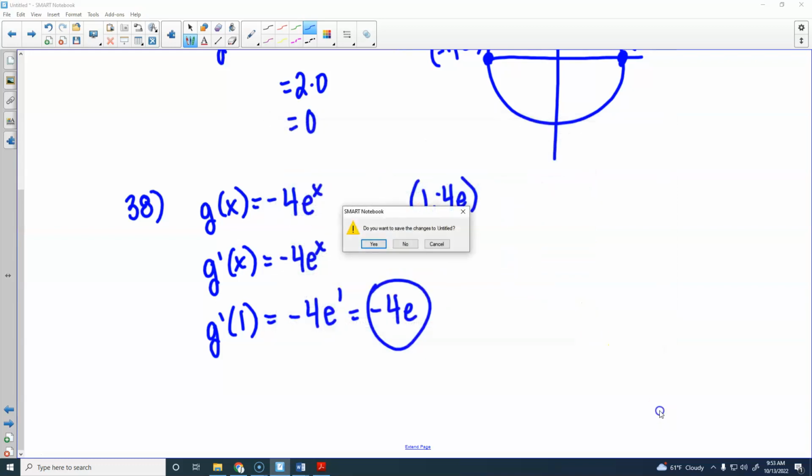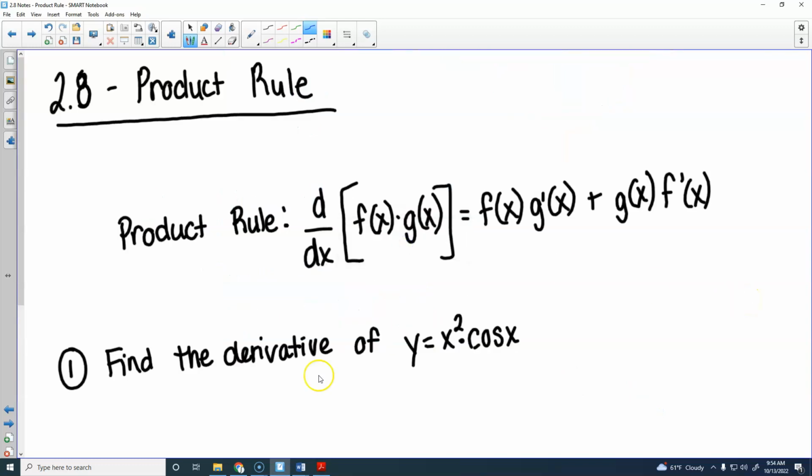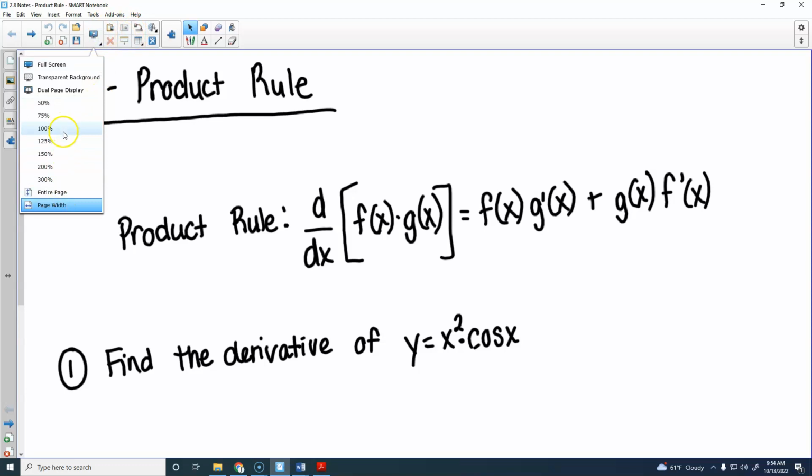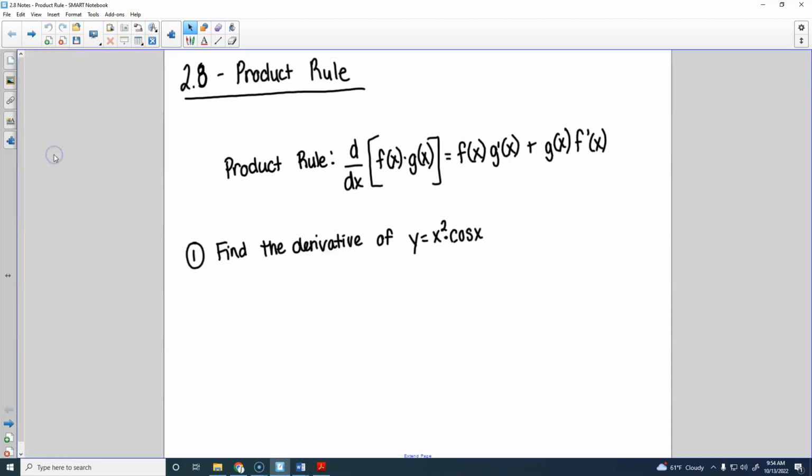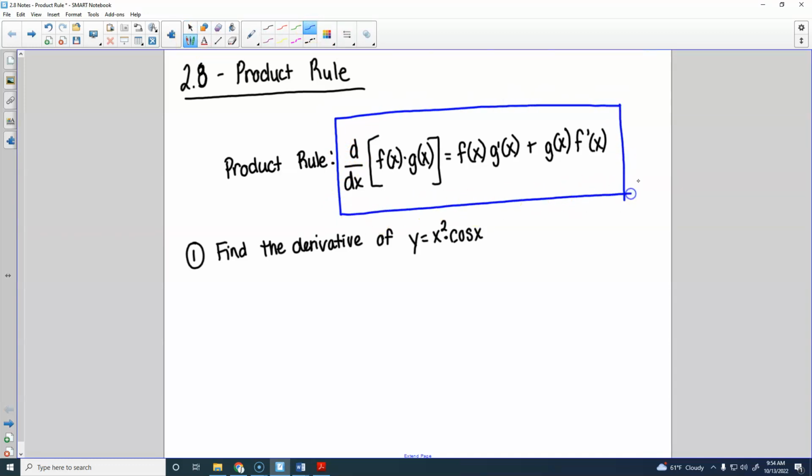But I do want us to take our last 7 minutes and get an introduction to what's going to happen here. All right, so we are going to use today what is called the product rule. Okay? And so what you have here is another thing that we need to memorize. I need to make you guys a formula sheet so we can have a quiz on it. So this is our product rule.